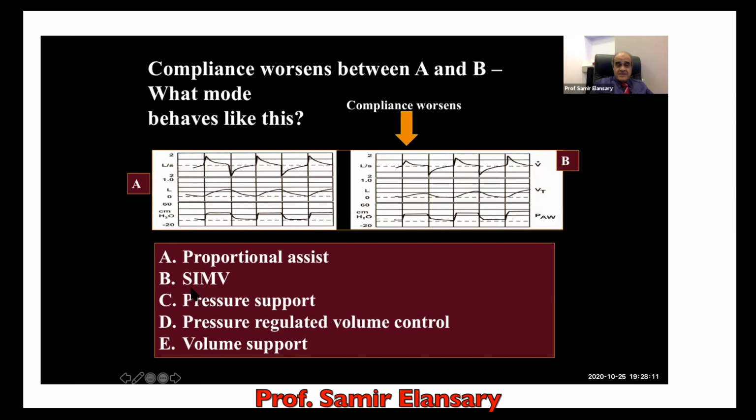In SIMV, the pressure is fixed and also the volume is fixed. In pressure support also, the pressure is fixed. In volume support, there is some spontaneous activity, but pressure regulated volume control is typical for such a patient, which increases the airway pressure to compensate for low tidal volume. As you know, in such a mode, there is a feedback mechanism between the ventilator and the previous tidal volume. If the previous tidal volume is decreased, the ventilator compensates by increasing the flow to compensate for tidal volume, or by increasing the pressure.